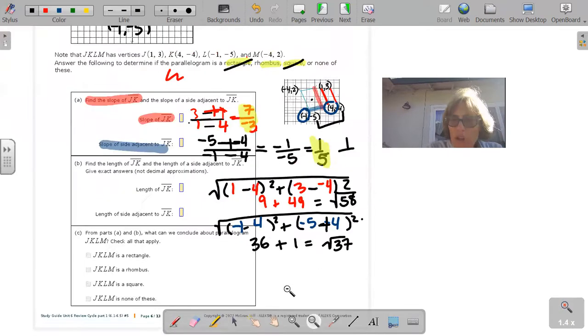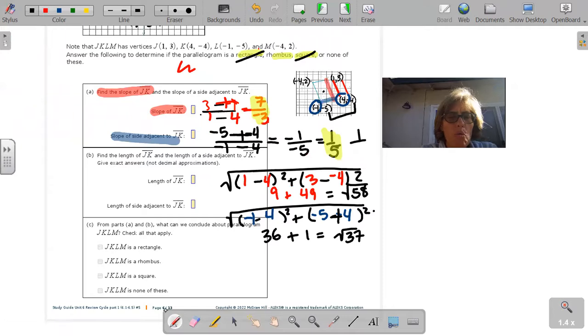So, because adjacent sides are not congruent, it can't be a rhombus. So, it is not a rectangle. The slopes do not multiply to -1. It can't be a rhombus because adjacent sides are not congruent. Can't be a square because it's neither a rectangle nor a rhombus. So, the answer is it's none of these.